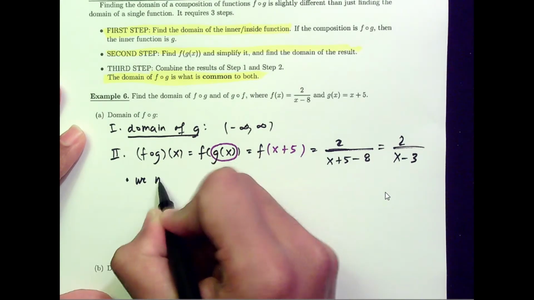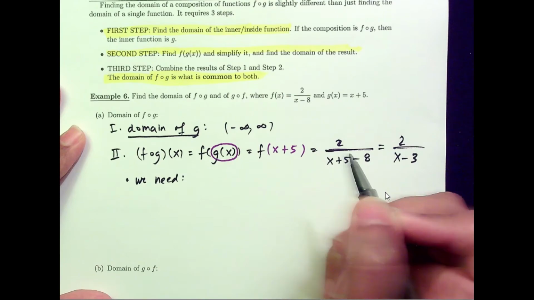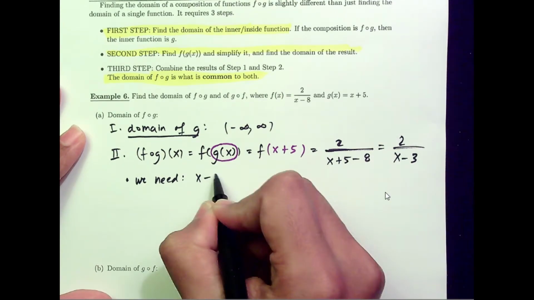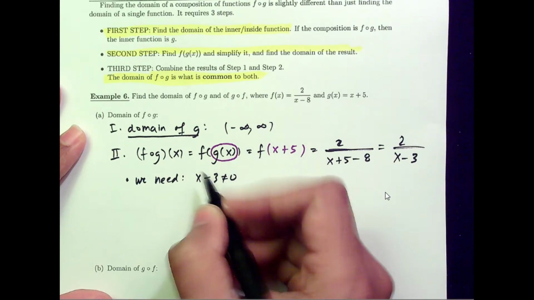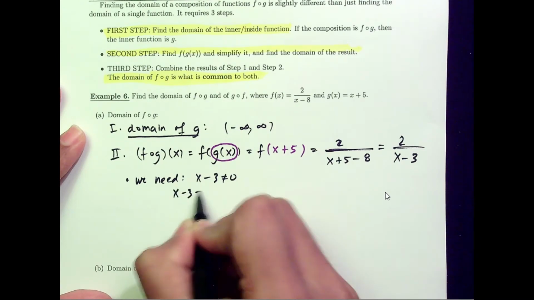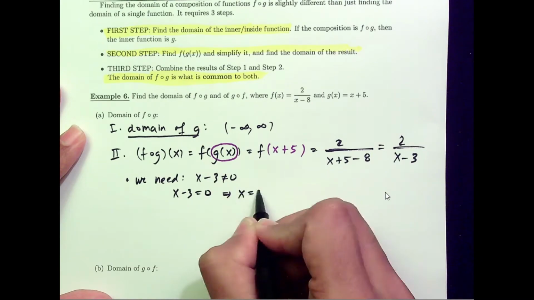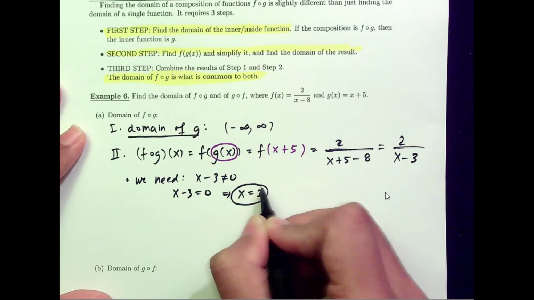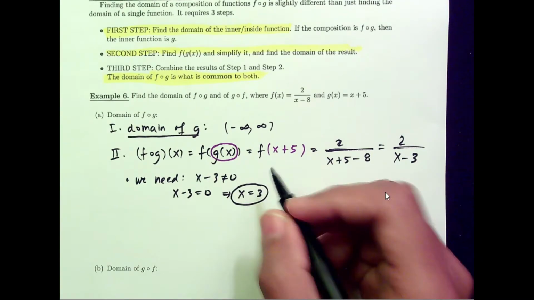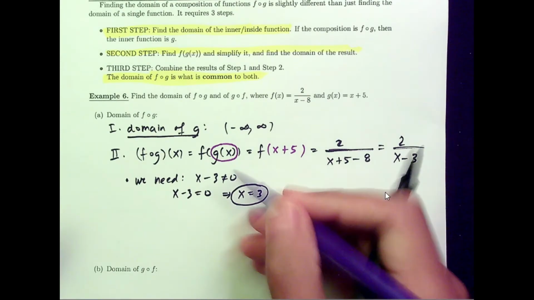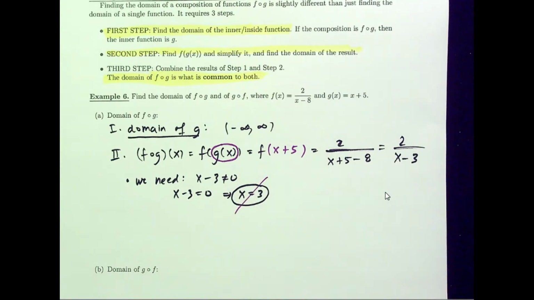So we need the bottom to be not 0. Remember how you do that: you set it equal to 0 and solve it, which in this case means x equals 3. This is a number that you have to discard. You do not want that number because it makes the bottom 0. Going over the second bullet point, there are no radicals of even index, so we're done.